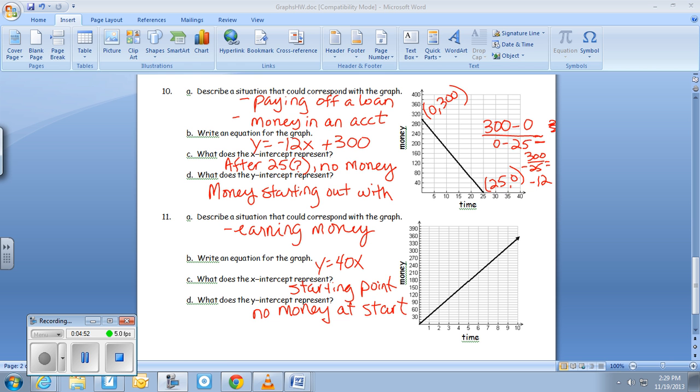Okay, real briefly on number 10 and 11, you may want to pause it just to make sure you've got everything here, but I just wanted to show you that in number 10, it looks like I start out at $300 because that's money on the y-axis, and it looks like over time, I don't know what the numbers on the bottom represent, whether it's minutes, hours, weeks, days, I don't know.